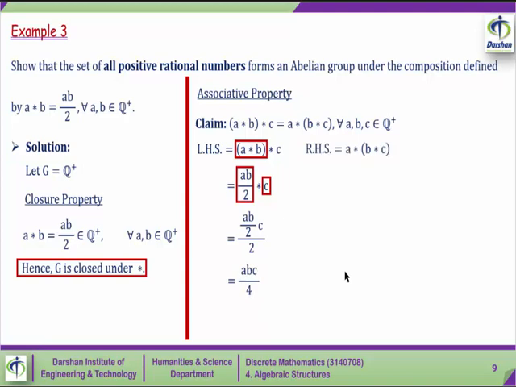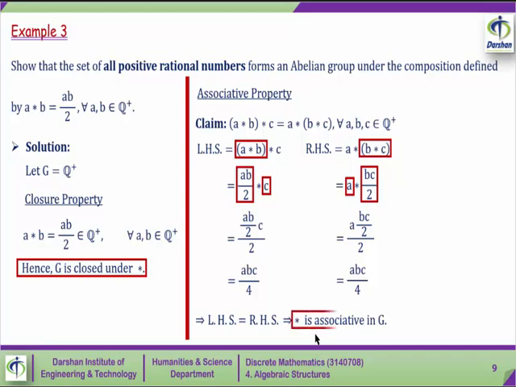Similarly, right hand side is A star (B star C). So first B star C is equal to B into C by 2. Now there are two elements of Q plus and star is between them. Therefore first element into second element divide by 2 is equal to ABC by 4. So left hand side is right hand side, hence star is associative in G.